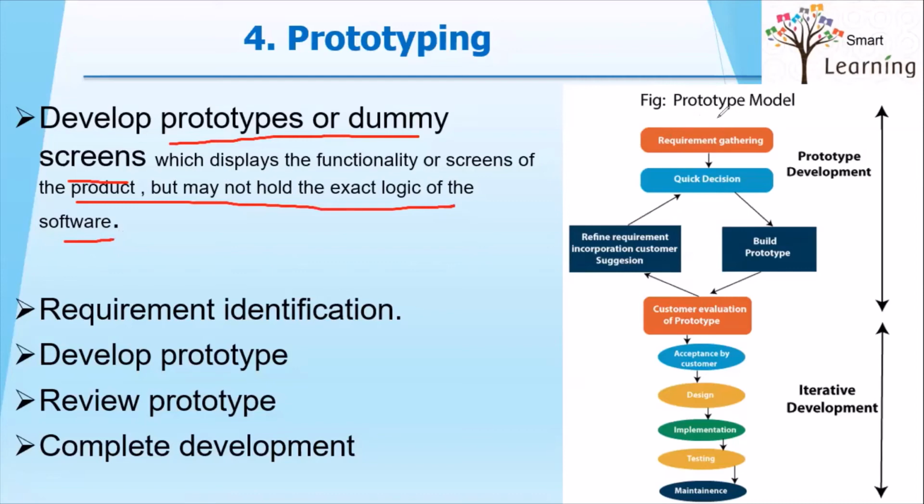You can see over the diagram also, there is a requirement gathering phase, and a quick decision. You build a prototype, and you get it evaluated. If it is not correct or requires some changes, you again go and make the changes. So this cycle continues. After that, customer evaluation of the prototype is completed and acceptance is taken by the customer. Then design and other phases follow and you deploy the project. So it is one of the good ways which is now being entertained. It has different phases: requirement identification, develop prototype, review prototype, and then complete the development.